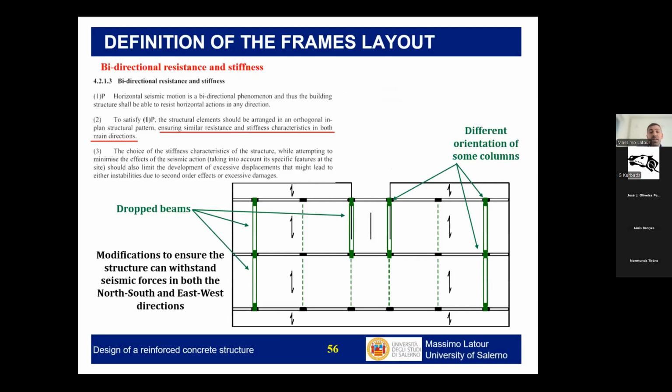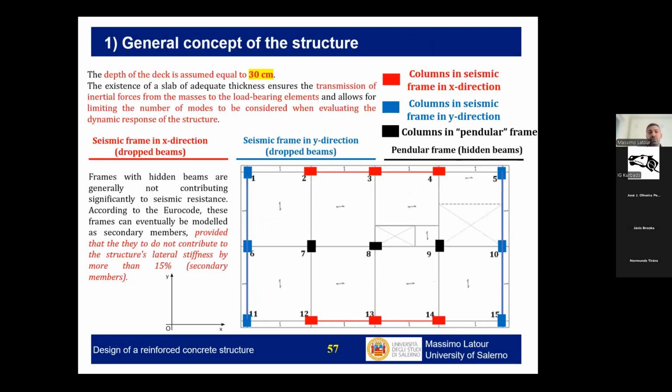Most typically I will have dropped beams in both directions, with columns oriented in this direction or in this direction, trying to have a balance, so more or less an equal distribution of columns in direction X and in direction Y of my building. So it's important to think in this way. We don't have to think only about the static resistance of the structure, we have to think about the seismic resistance. What was decided to do in this case?